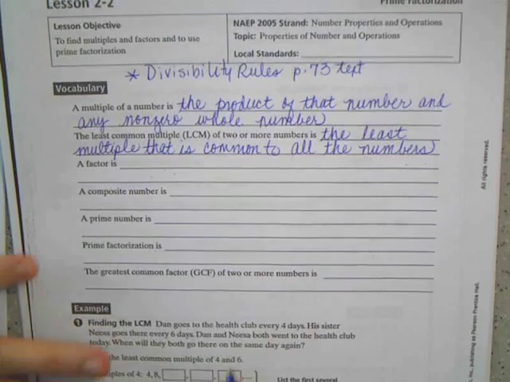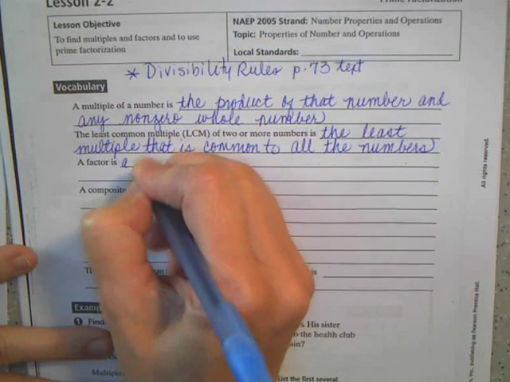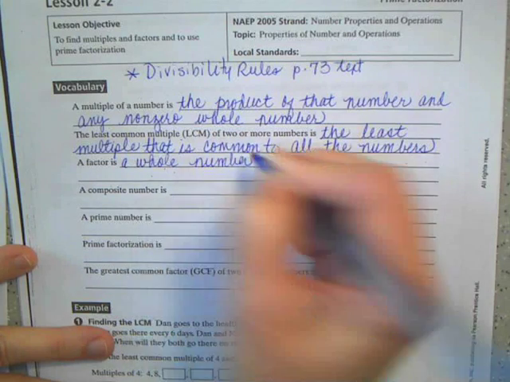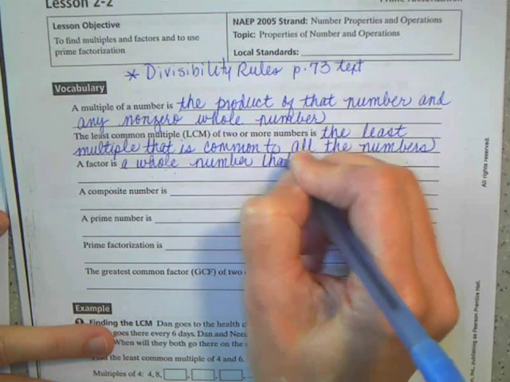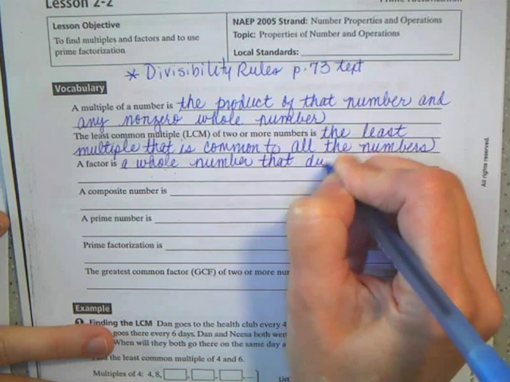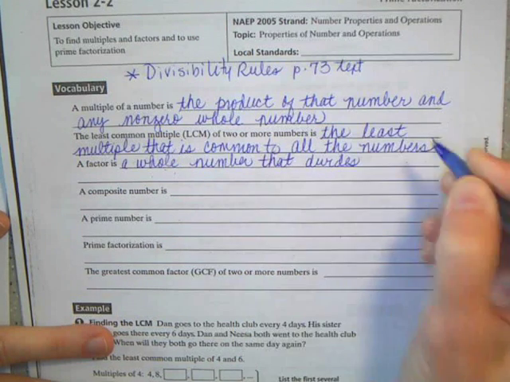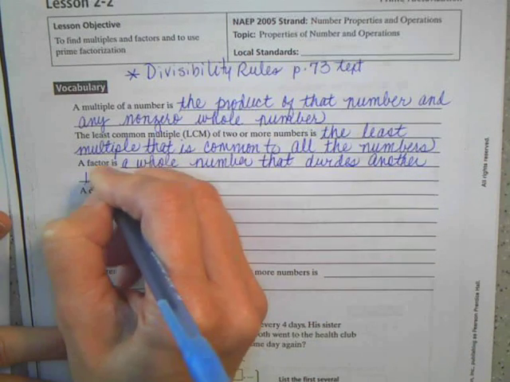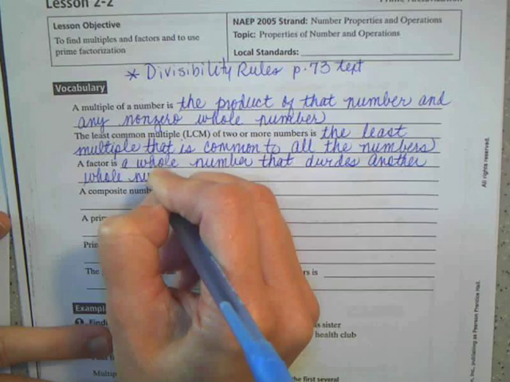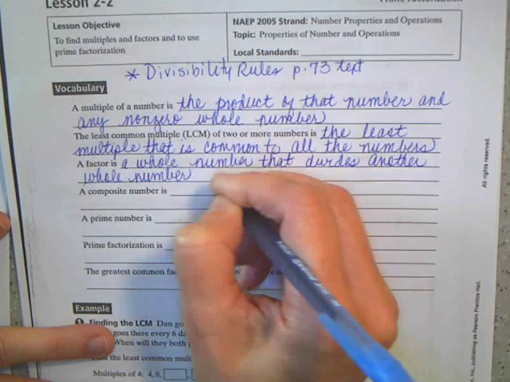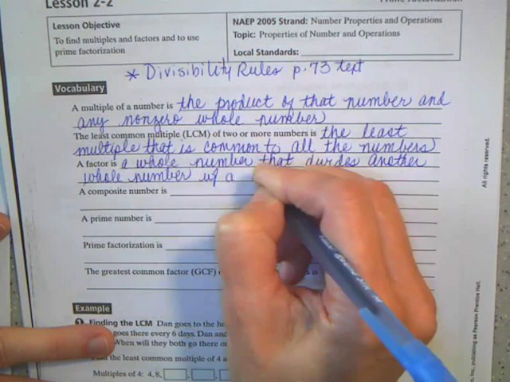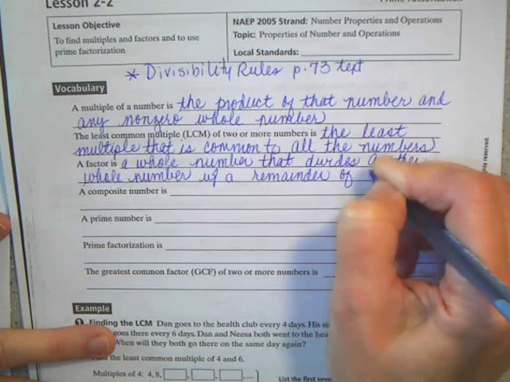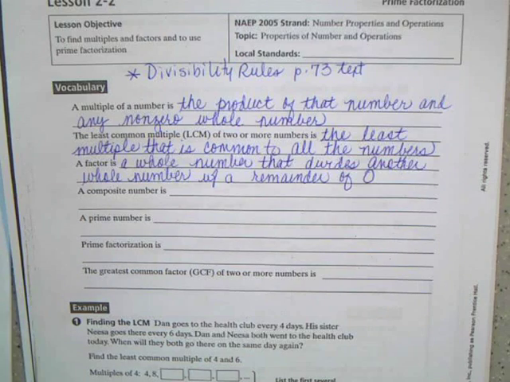A factor is a whole number that divides another whole number with a remainder of 0. Or you might say with no remainder.